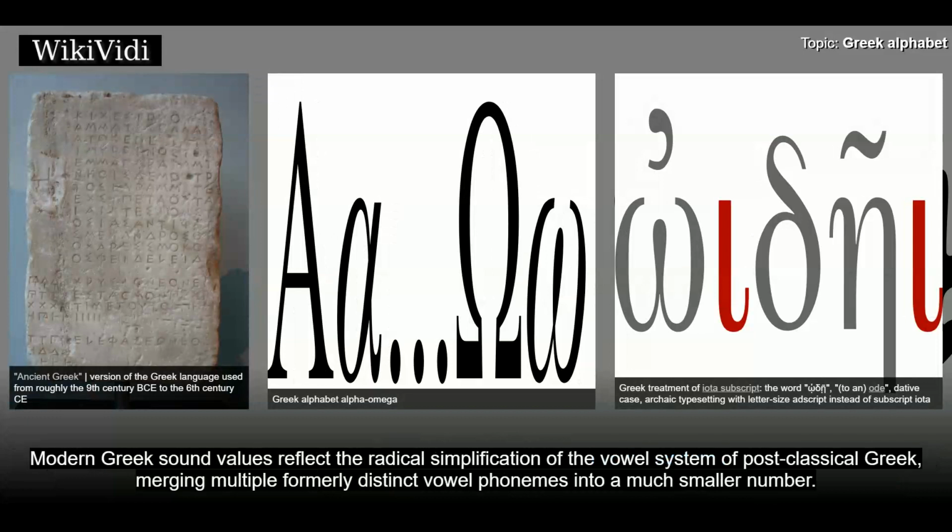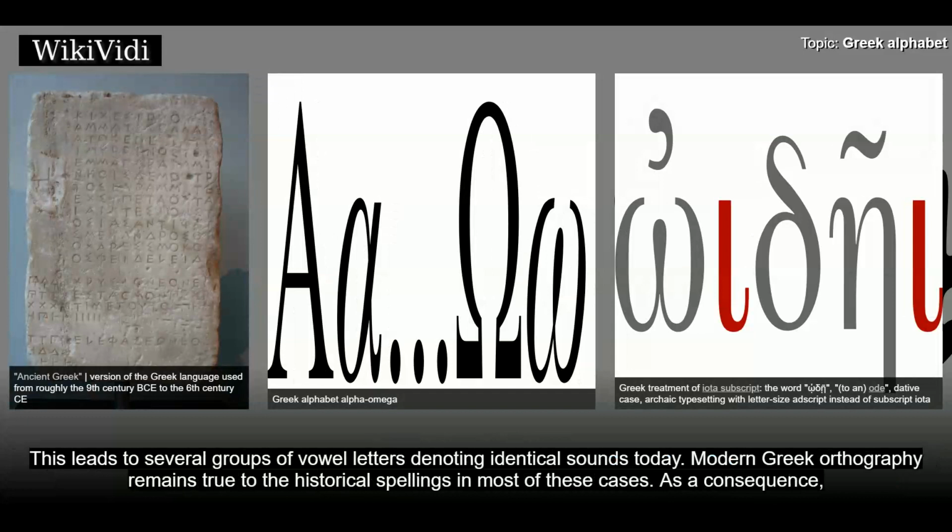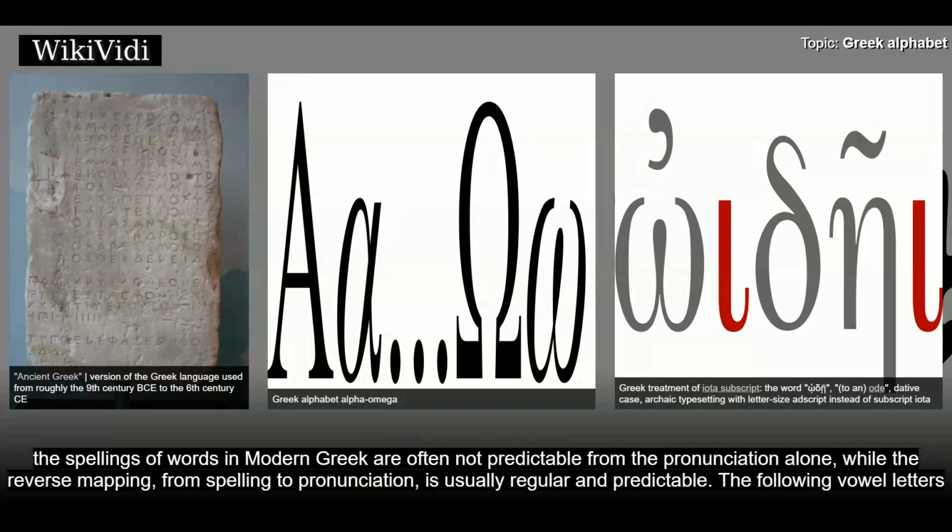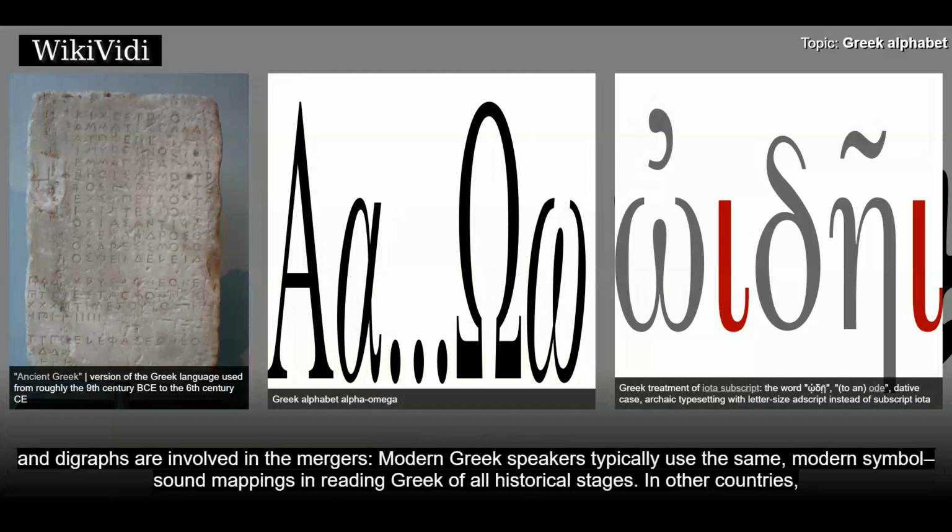Among the vowel symbols, modern Greek sound values reflect the radical simplification of the vowel system of post-classical Greek, merging multiple formally distinct vowel phonemes into a much smaller number. This leads to several groups of vowel letters denoting identical sounds today. Modern Greek orthography remains true to the historical spellings in most of these cases. As a consequence, the spellings of words in modern Greek are often not predictable from the pronunciation alone, while the reverse mapping, from spelling to pronunciation, is usually regular and predictable. The following vowel letters and digraphs are involved in the mergers.